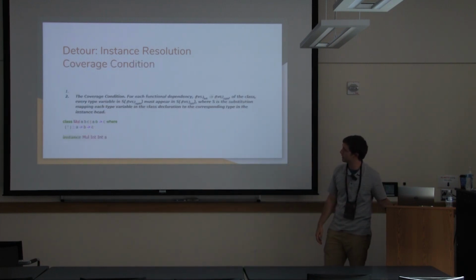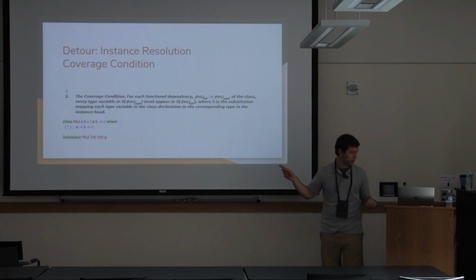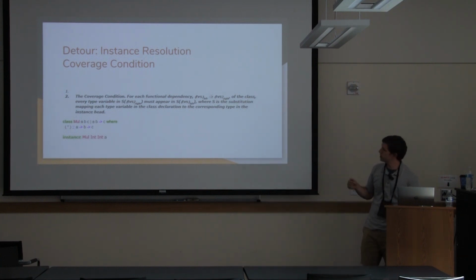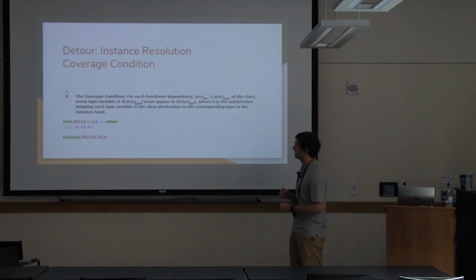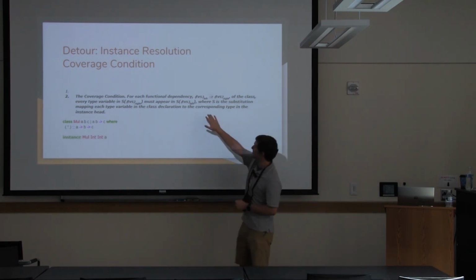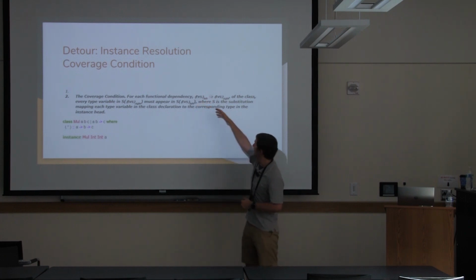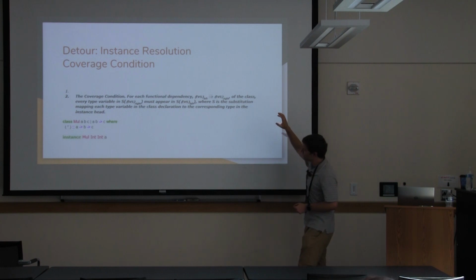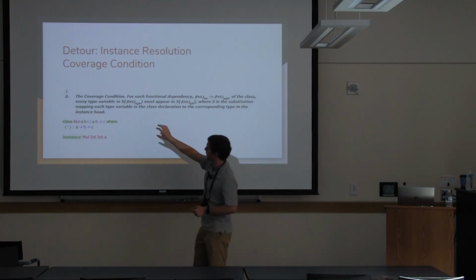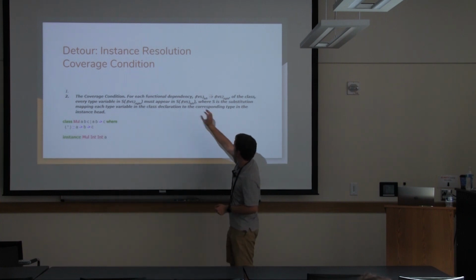So the second set is the coverage condition. The coverage condition is about functional dependencies and states that for every functional dependency, where you've got a set of type variables on the left of your functional dependency and a set of type variables on the right, every type variable in this substitution mapping on the right must appear on the left.